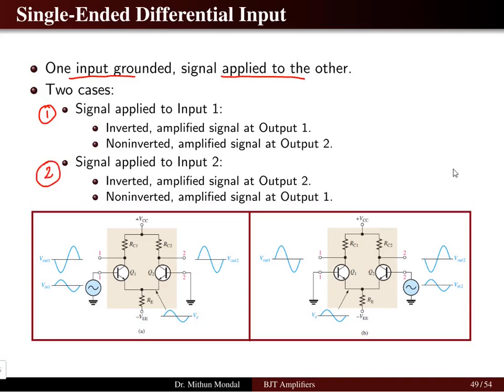Case number 1, when the signal is applied to input 1. So here you have transistors Q1 and Q2. Q2 is grounded and Q1 is given the biased voltage. So this is case number 1.